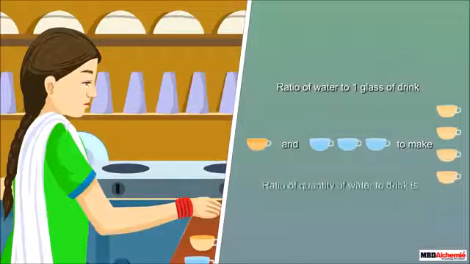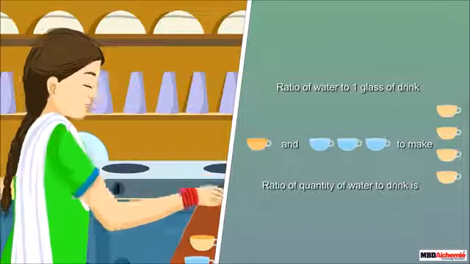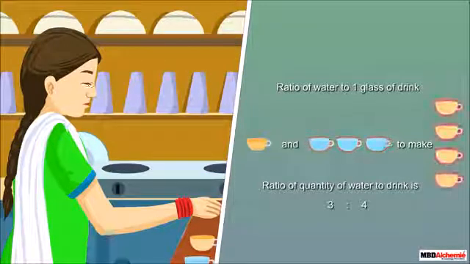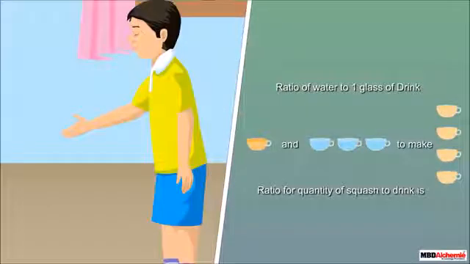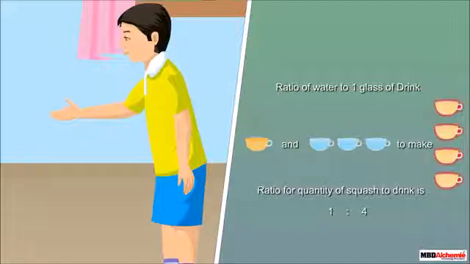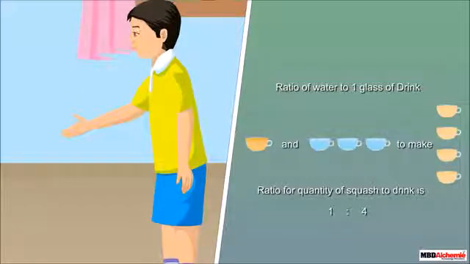Yes, that is why the ratio of quantity of water to drink is 3:4. And for quantity of squash to drink, it becomes 1:4. So, while writing ratios, first we have to convert different quantities in the same unit.